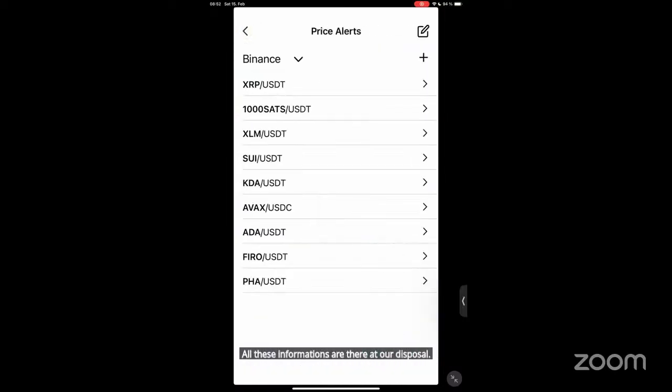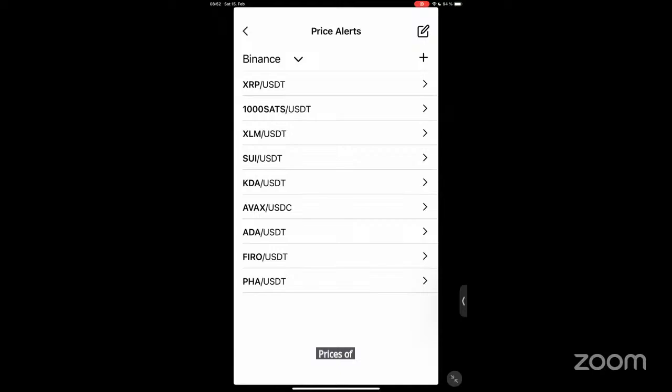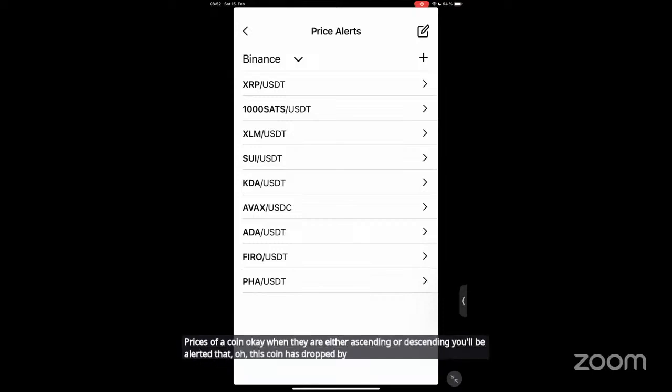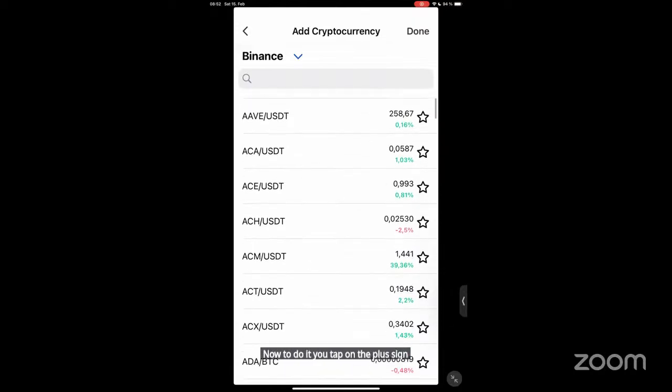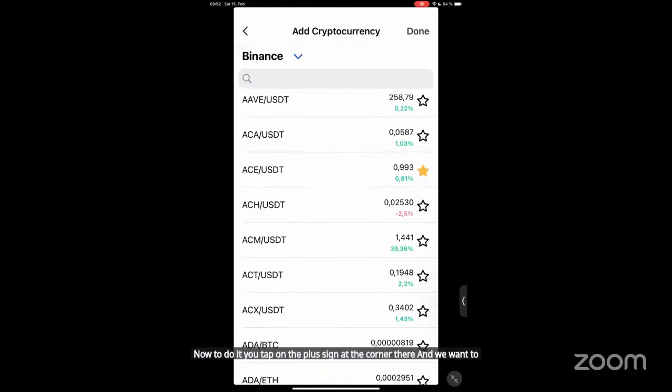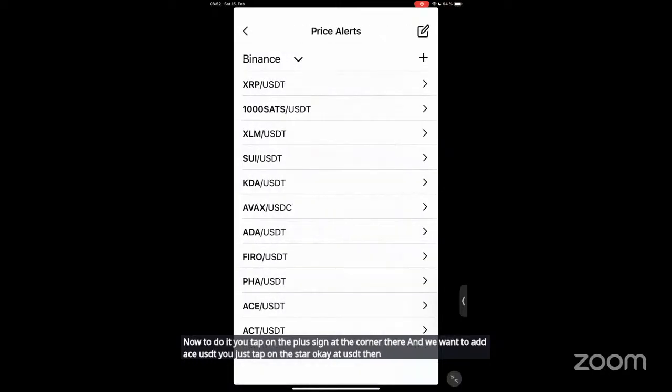Now let's go to price alerts. Price alerts is another feature that helps you to see the prices of a coin when they are either ascending or descending. You'll be alerted that this coin has dropped by 5%, this coin has risen by so and so percent. To do it, you tap on the plus sign at the corner there. Maybe you want to add ACE USDT, you just tap on the star, add USDT, then you tap on done. Once you do that, it's added.